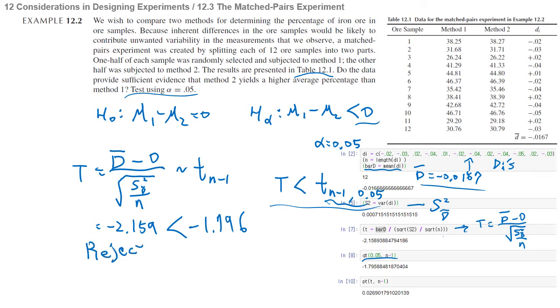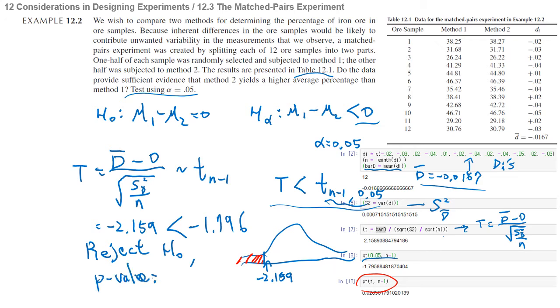We reject the null hypothesis. And what would be the p-value? So here's the t distribution, and our calculated value is minus 2.159 here, and we need to calculate the area here for the p-value, which is this thing. And so the p-value is 0.02 or something. Okay, this is our p-value.